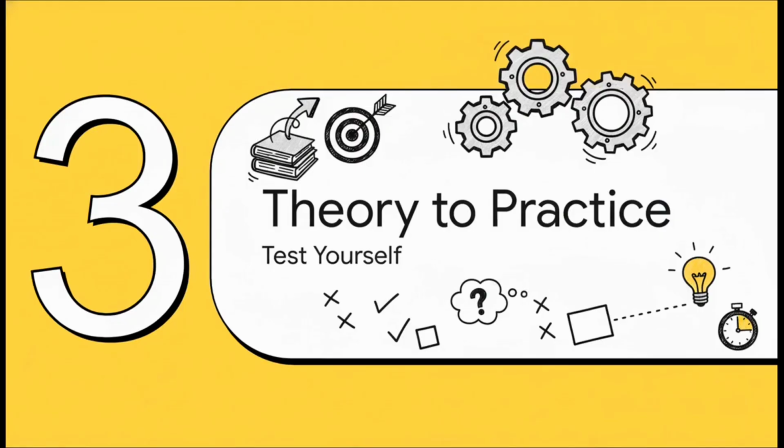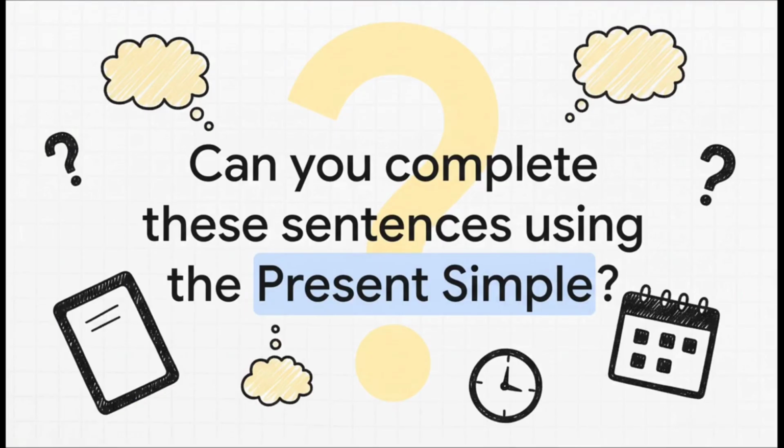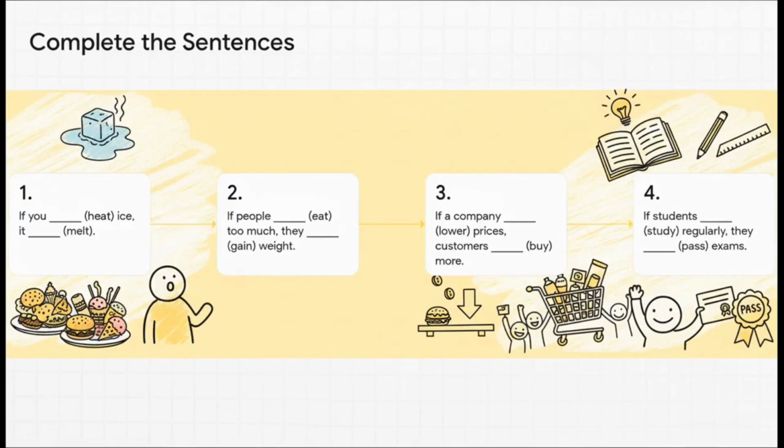All right, that's enough of me talking. The best way to really get something to stick is to try it yourself, right? So let's switch from theory to practice. Time for a quick pop quiz to see if you've got it. Okay, ready? All you have to do is complete these sentences. Just pop in the correct present simple form of the verb. Okay, here we go. Number 1, if you heat ice, it melt. Number 2, if people eat too much, they gain weight. Number 3, if a company lower prices, customers buy more. And the last one, number 4, if students study regularly, they pass exams.